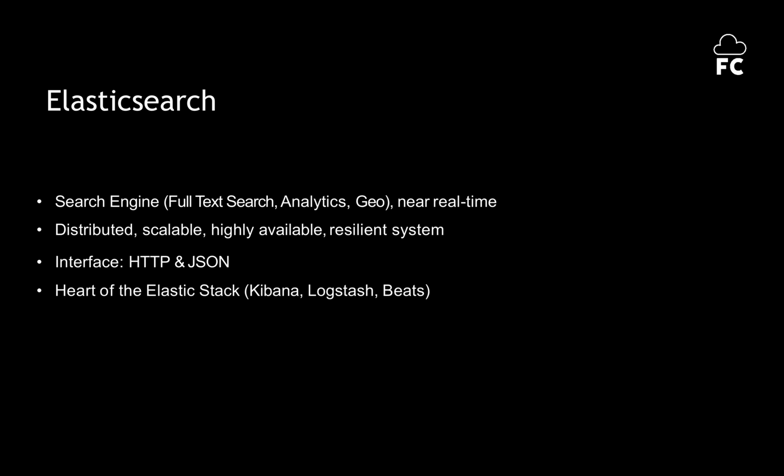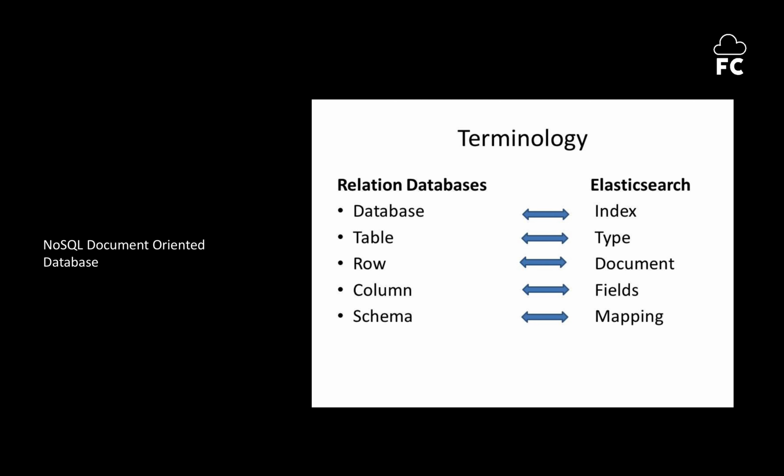At a very simple level, if you want to compare Elasticsearch with relational databases, here is similar terminology you can keep in mind. In relational databases you have a database, and similarly in Elasticsearch we have a thing called an index. In relational databases we have a table; in Elasticsearch we have a type. Similarly, a relational database has rows, columns, and schema, which correspond to documents, fields, and mapping.